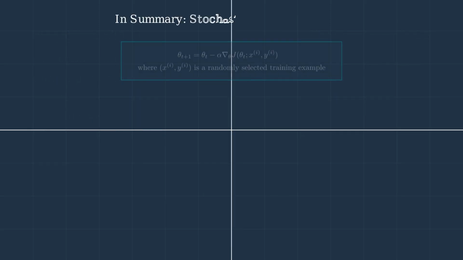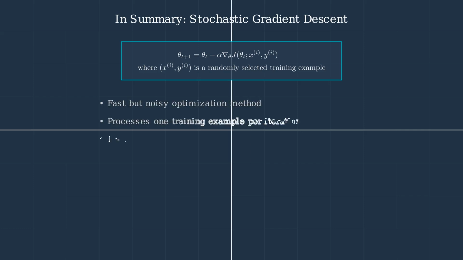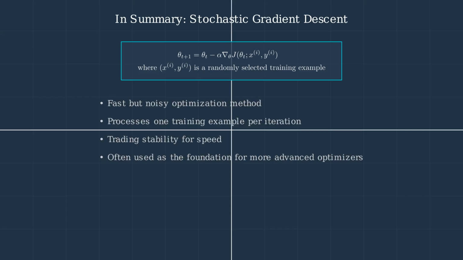To summarize, stochastic gradient descent processes one training example at a time, making it much faster than batch methods, but introducing noise into the optimization process. This trade-off between speed and stability makes SGD a valuable optimization method, especially for large datasets, and it serves as the foundation for many advanced optimization algorithms.